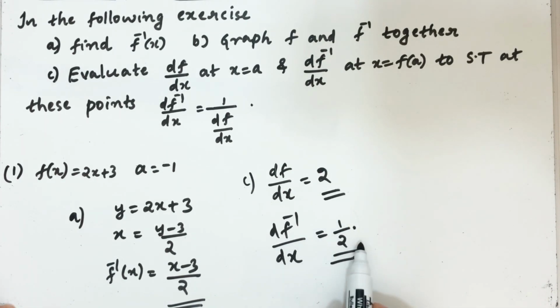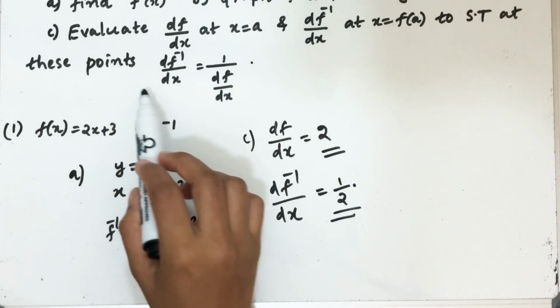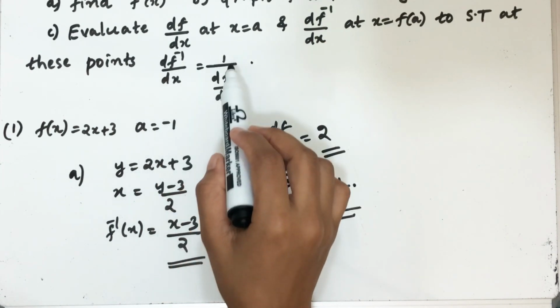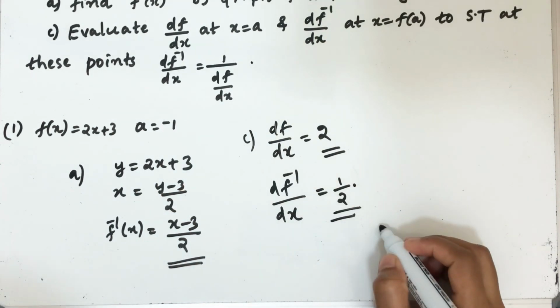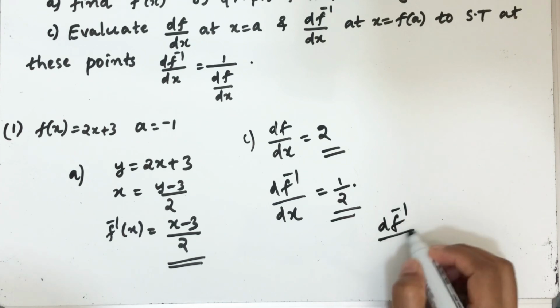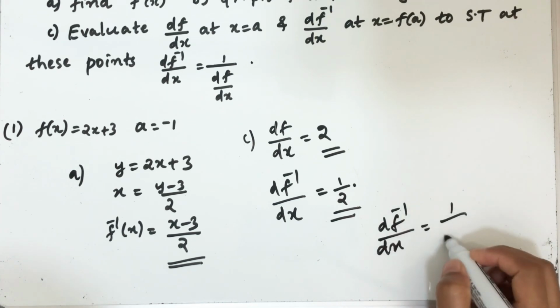At x is equal to f(a), df inverse/dx is equal to 1 by 2 itself. No values of x here. Show that at this point df inverse/dx is equal to 1 by df/dx. Clearly df inverse/dx is equal to 1 by df/dx.